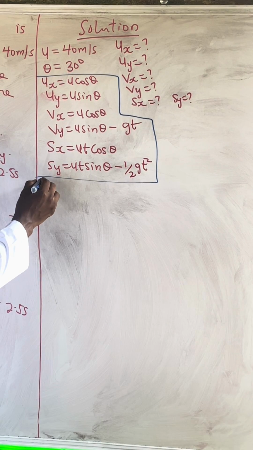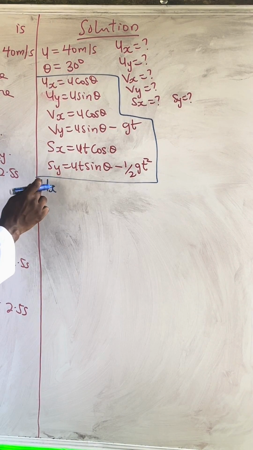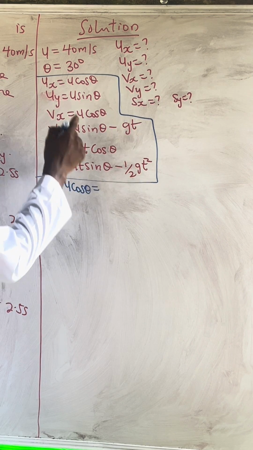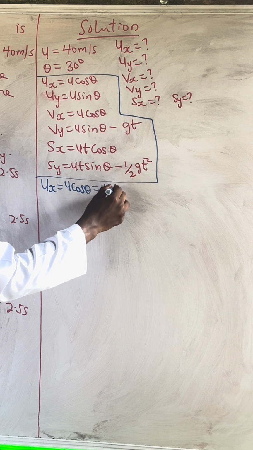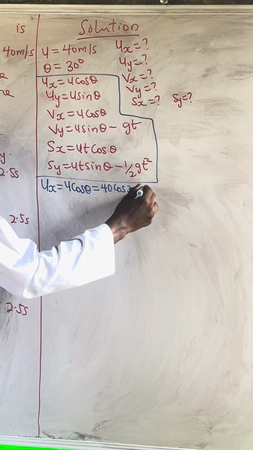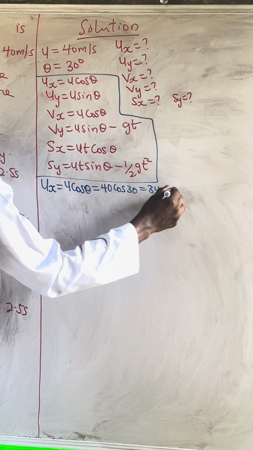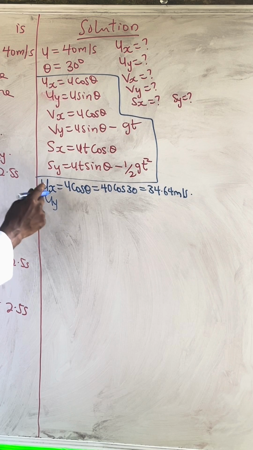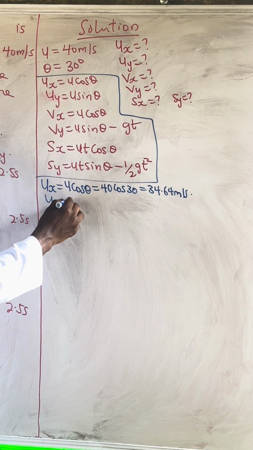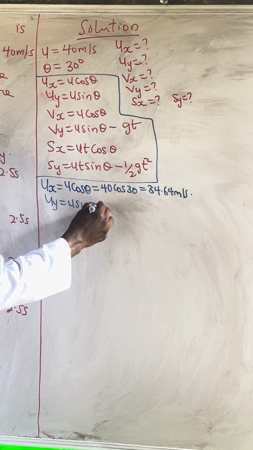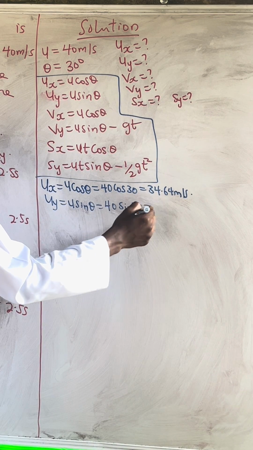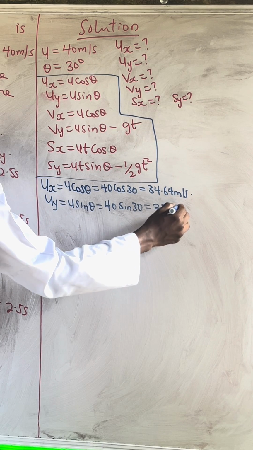For the first one, ux, which is the initial horizontal velocity, will be equal to u cos theta. Since our u is 40, that is 40 cos 30, and that gives us 34.64 meters per second. The second is uy, the initial vertical velocity. The formula is u sine theta, that is 40 sine 30, and that equals 20 meters per second.